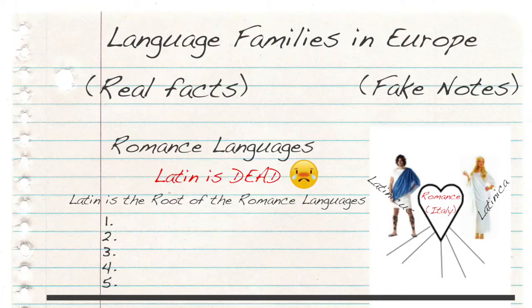You could write in your real notes, Latin is dead. Can you also write that Latin is the root of the Romance languages? Now let's meet their children. In your real notes, write 5 Romance languages and number them 1, 2, 3, 4, 5.